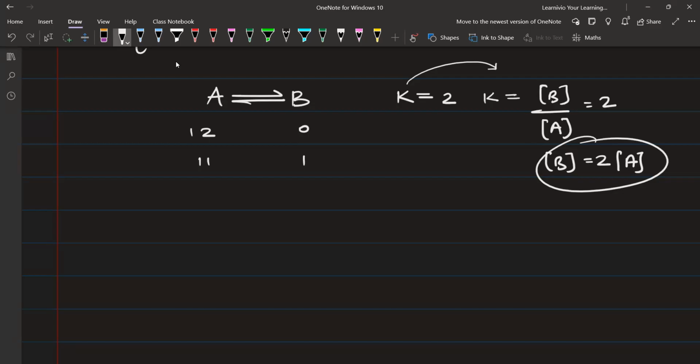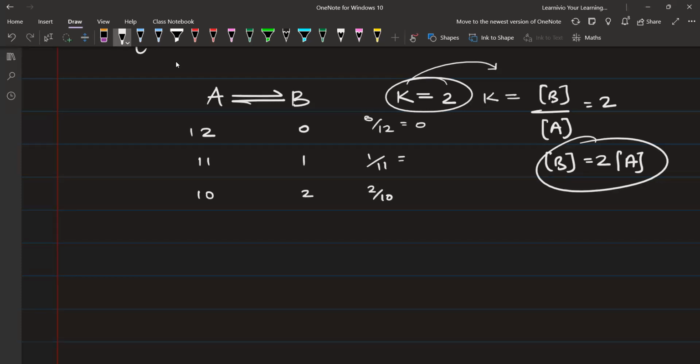It is visible here always. B upon A is what? 0 upon 12, which is equal to 0. When K is equal to 2 comes, we have equilibrium. So changes should happen. The product upon reactant should increase. So the product will increase: 1 upon 11. This is still not 2. Now the reactant has to decrease further, so this will become 10 and this will become 2. Now I can write 2 upon 10.